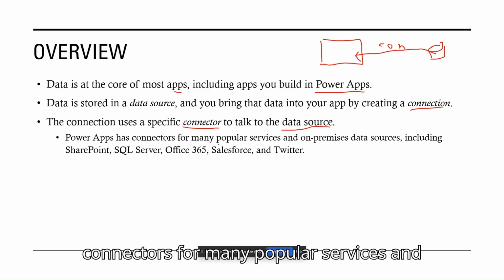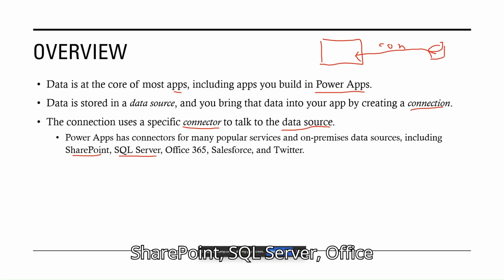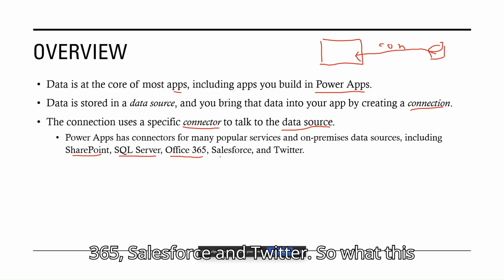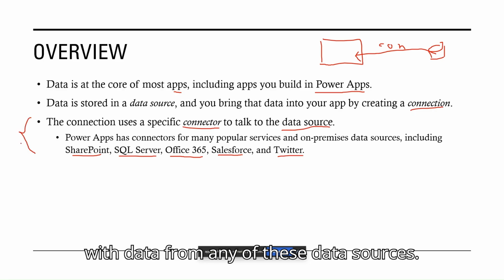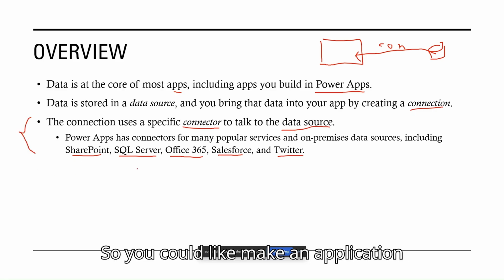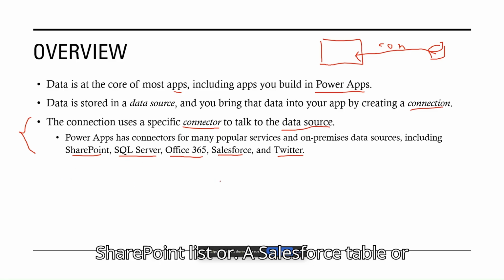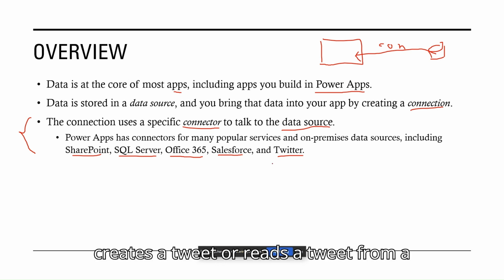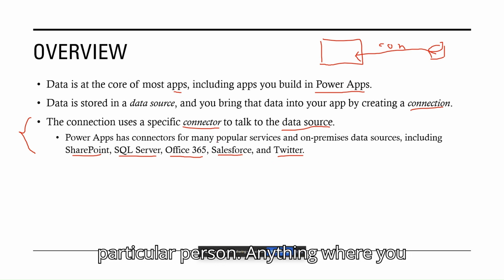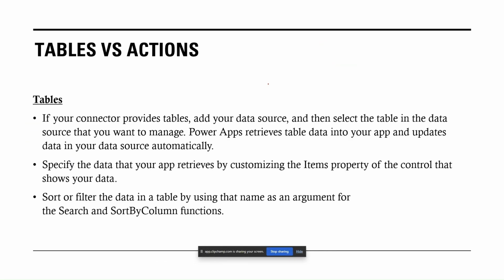Power Apps has connectors for many popular services and on-premises data sources, including SharePoint, SQL Server, Office 365, Salesforce, and Twitter. So what this means is you can create an application with data from any of these data sources. So you could make an application that appends data to a SQL Server or SharePoint list or a Salesforce table, or you can even make an application that creates a tweet or reads a tweet from a particular person. Anything where you have a connector, you can build an app with that.